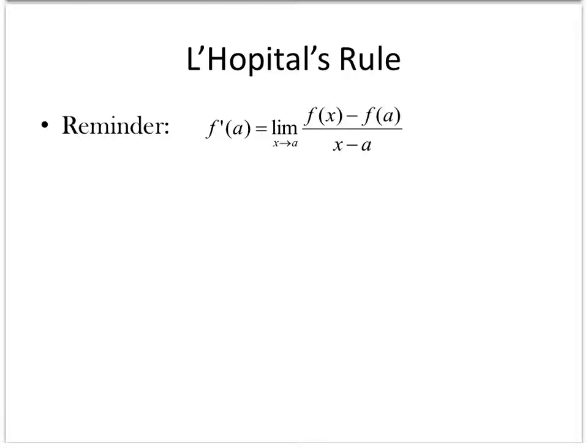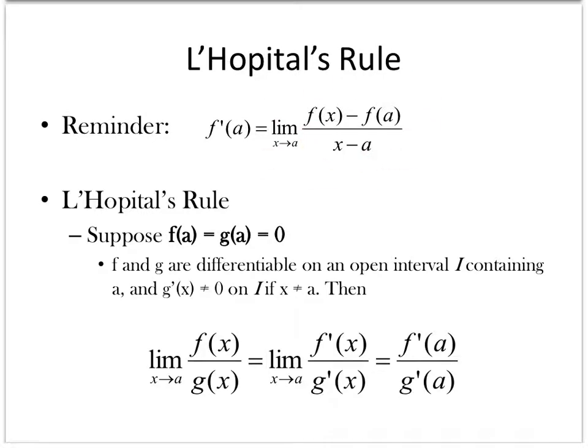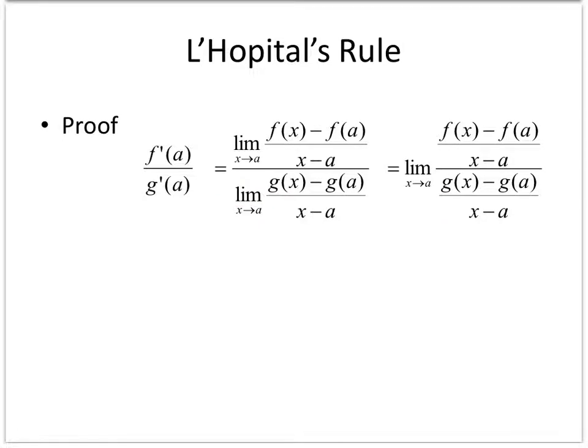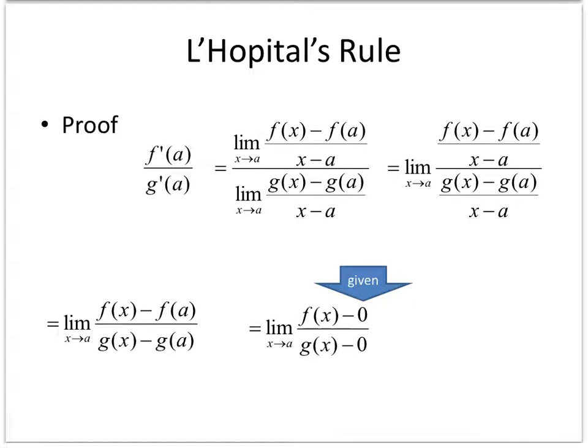So L'Hopital's rule, if we go back to the reminder of the definition of a derivative, that's the long definition, not the shortcut, says that if I plug in a to both of these functions and they're going to equal 0, then I can simply take the derivative of the top and the derivative of the bottom. So let's see why it works. If I take the derivative of the top and the derivative of the bottom, that's my definition. Next, a limit over a limit is the same as the quotient of the limits, and I can cancel out my x minus a's. This was given that f of a and g of a were equal to 0. So the limit as x approaches a of f of x over g of x is the same as simply taking the derivative of the top and the derivative of the bottom.